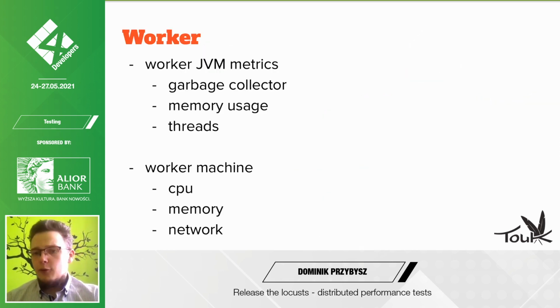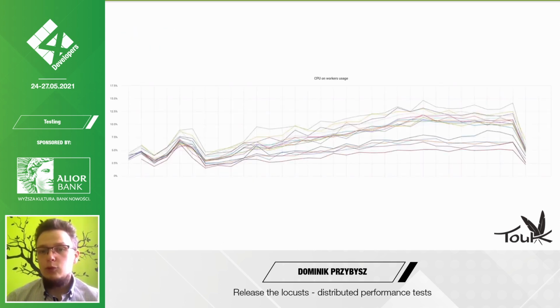And from the worker JVM, we were gathering information about garbage collectors, memory usage, threads. From the worker machine as a whole, we were gathering information about CPU usage, memory usage, or network usage. And based on those statistics, we were able to monitor how our working environment looks like and how it works during the test.